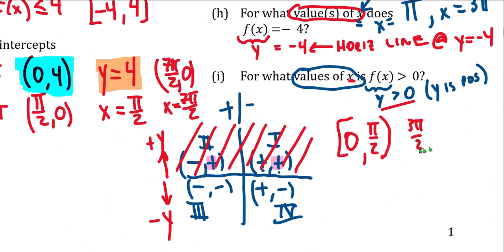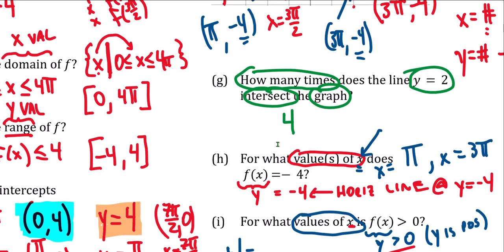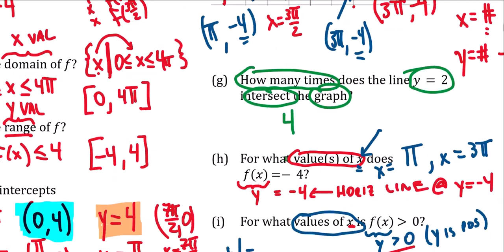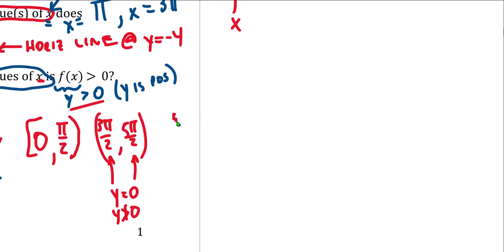3 pi over 2, 5 pi over 2, and once again, we need open intervals here, because at both an x value of 3 pi over 2 and an x value of 5 pi over 2, y will be equal to 0, and therefore y will not be greater than 0. We will not satisfy the inequality given in the question. And then finally, we have one last little segment of the graph here that is above the x-axis. In that case, we are going from 7 pi over 2 all the way over there to 4 pi. So from 7 pi over 2 to 4 pi, let's jot that down. We're going 7 pi over 2 over to 4 pi.